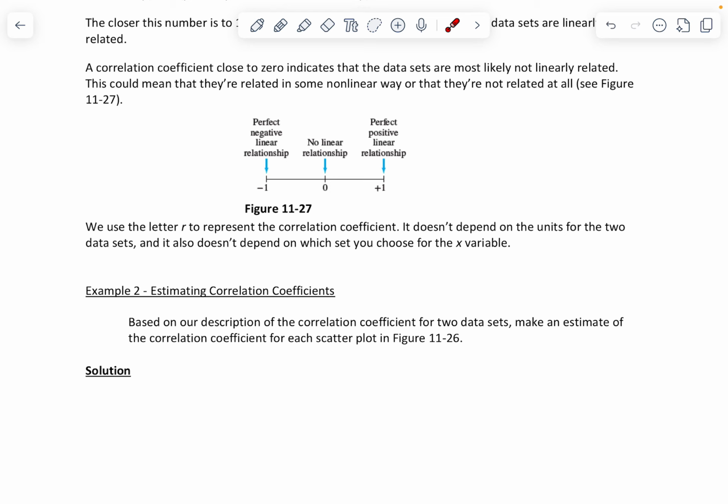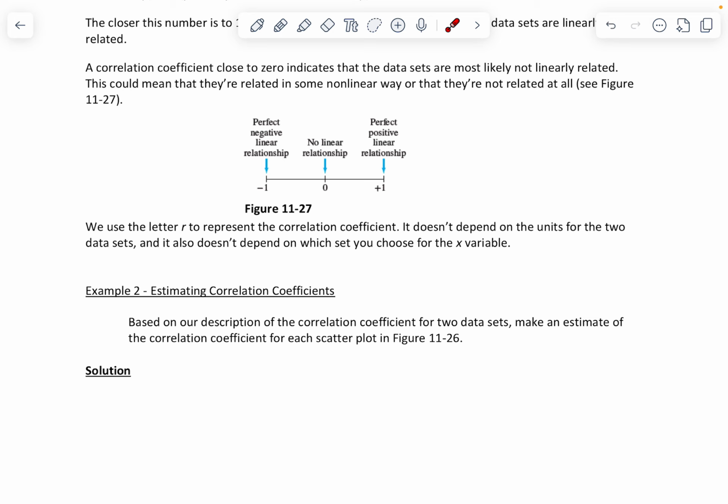-1 is a perfect negative linear relationship. On your scatter plot, that would be represented by dots perfectly lined up in a straight line with a downward slope. +1 would be a perfect positive linear relationship. On your scatter plot, that would be represented by dots perfectly lined up in a straight line with an upward slope. And then 0 is no linear relationship.